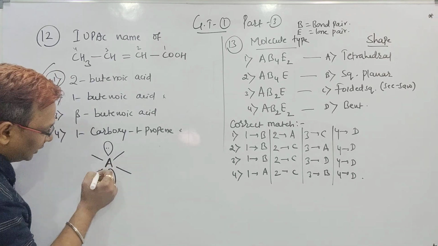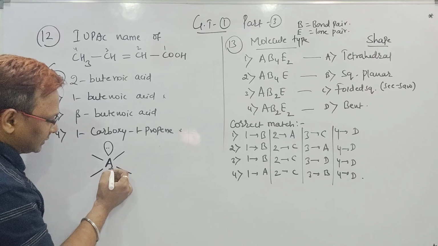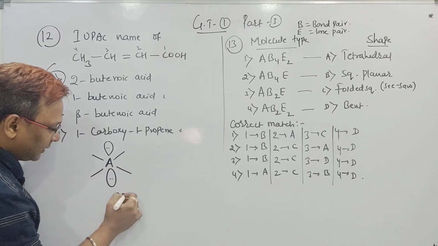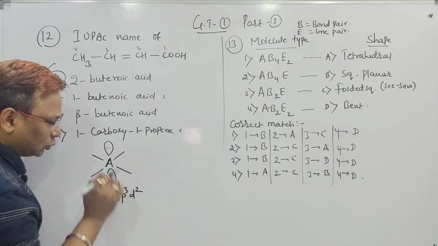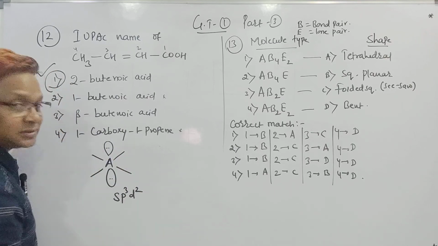1, 2, 3, 4, 5, 6. What is the hybridization of A? We can say sp3d2, because 6 orbitals are there. 4 bond pairs, 2 lone pairs. 3 plus 2, 5 plus 1, 6.